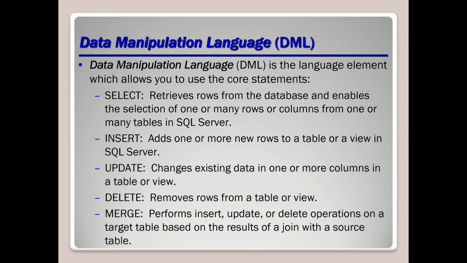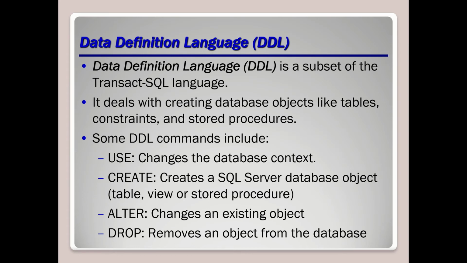You have your insert, which adds one or more new rows to a table or view in the SQL Server. Update changes existing data in one or more columns in the table or view. You have your delete, which removes rows from a table or view, and then you have your merge. It performs insert, update, or delete operations on a target table based on the results of a join with a source table.